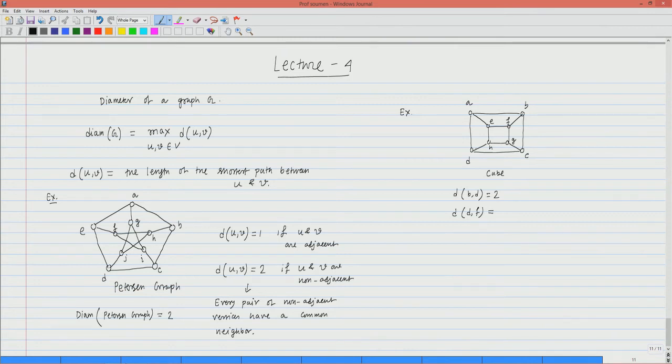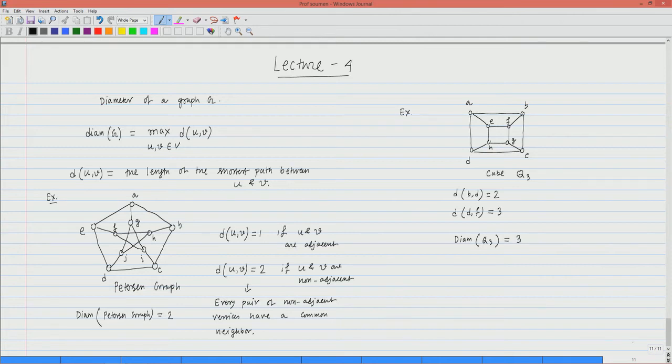There are many paths of length 3. So, this is one, the other one is D, A, B, F. So, the distance is equal to 3. This way, you can compute the distance between every pair of vertices, and you can see that the maximum distance is equal to 3. This graph is denoted by Q3. So, the diameter of Q3 is equal to 3.